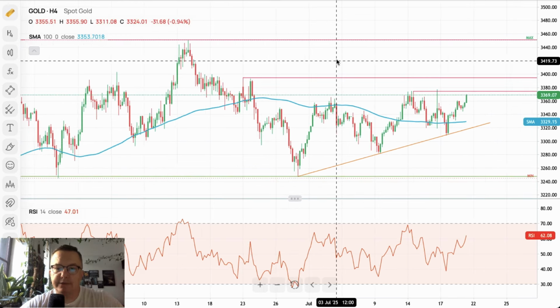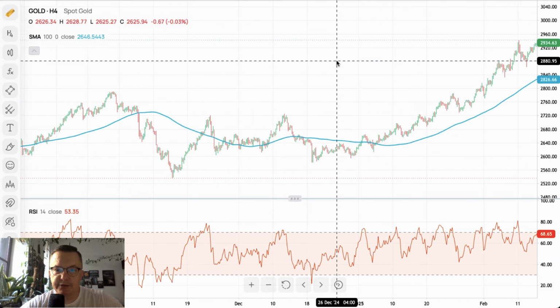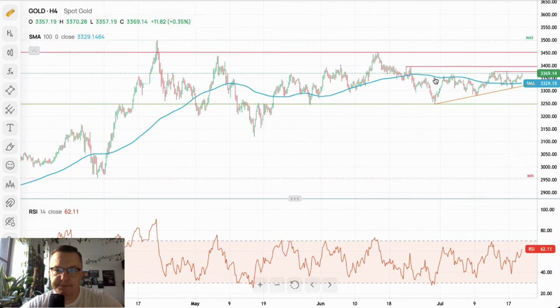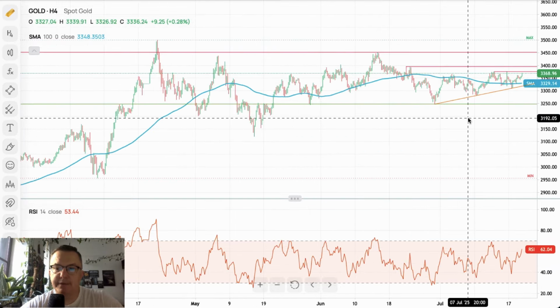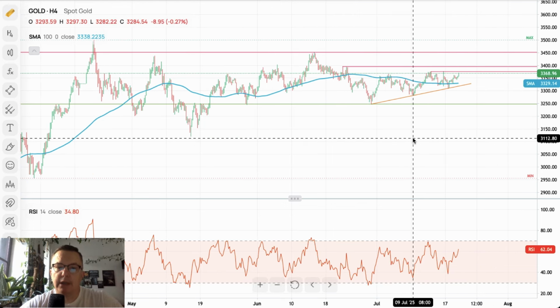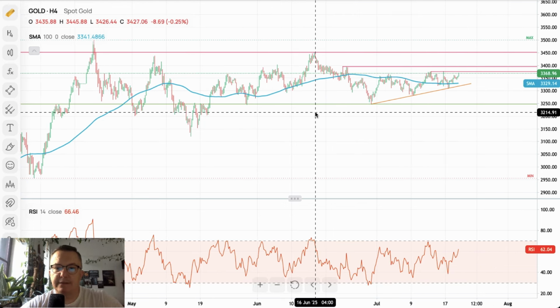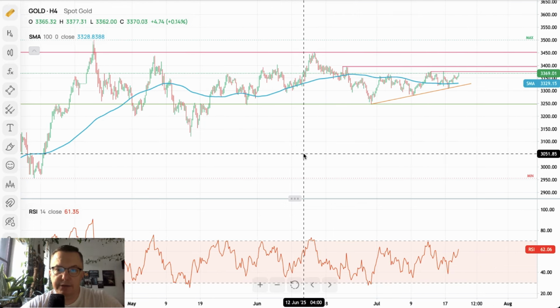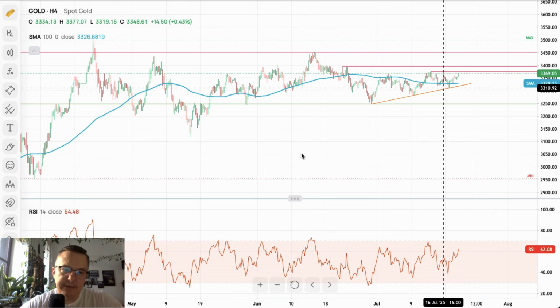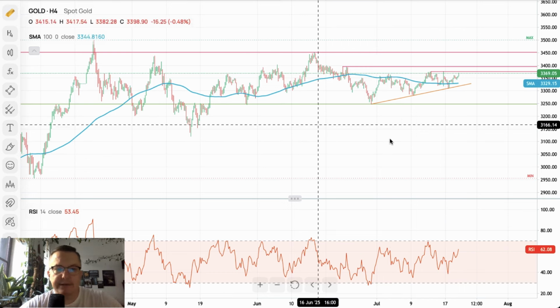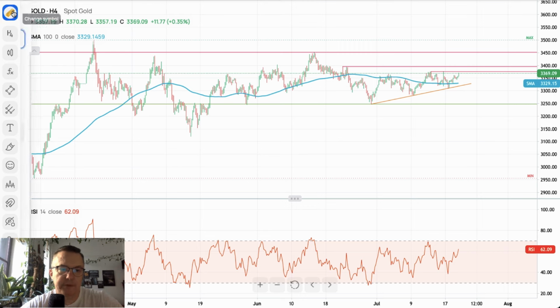You can see if we zoom out that this is just an extended period of a consolidation. Nevertheless, the uptrend is still valid on the gold market in short term. Short term is sideways, mid term is definitely up, and the long term is definitely up on gold.